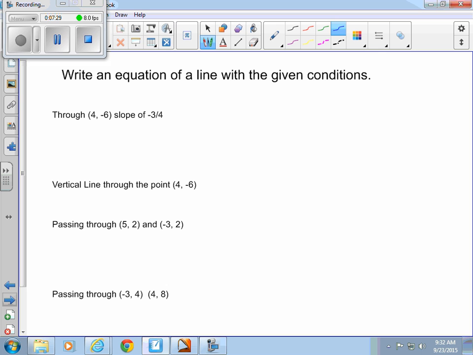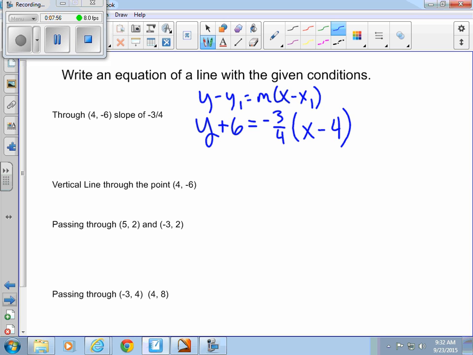If it's 0, -6, that's a y-intercept. I'll use slope intercept. But this is just a point and a slope, so I'm going to use point slope form. So let me write it down. Y minus y1 equals m times x minus x1. So the y value is -6. So minus -6 actually turns out to be plus 6. That is an equation of a line through that point with that slope.